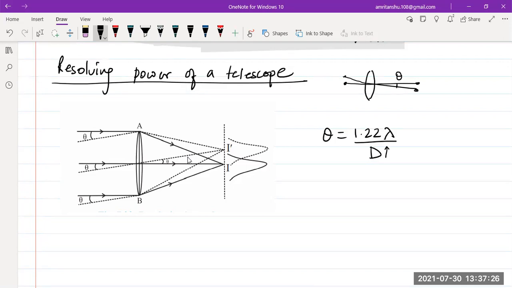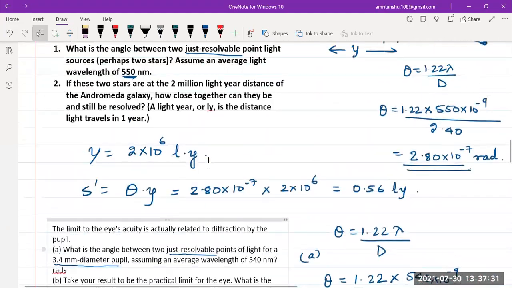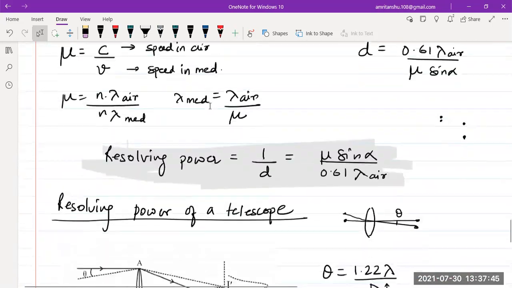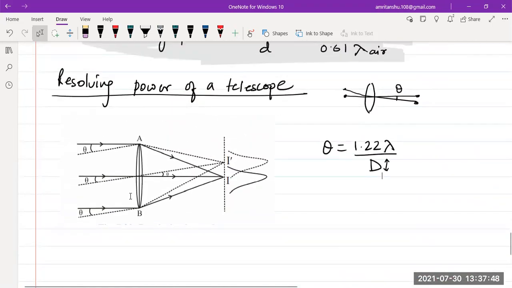That much high will be the resolving power of this telescope. That depends on the diameter of your lens. That's why you saw the Hubble Space Telescope, the problem that we have done above. You can see the diameter is quite big. A 2.40 meter lens is a quite big diameter, correct? So the resolving power of this telescope is going to be very good. So it depends on the diameter of the lens. If the diameter is very less, theta is going to be very high. If the diameter is more, theta is going to be less. We want theta to be less.